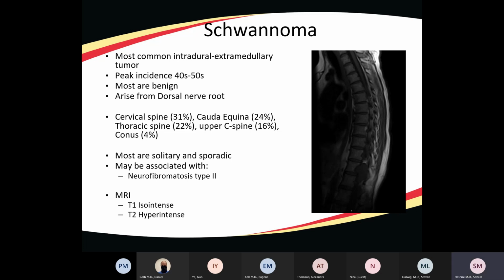Most are solitary and sporadic. On this MR, it's a little bit washed out, but at the lower thoracic area, you can appreciate that there is a central large lesion that is largely homogeneous in its finding on the MR, and it doesn't have a lot of heterogeneity. It is T1 isointense, and on T2 it'll be hyperintense.